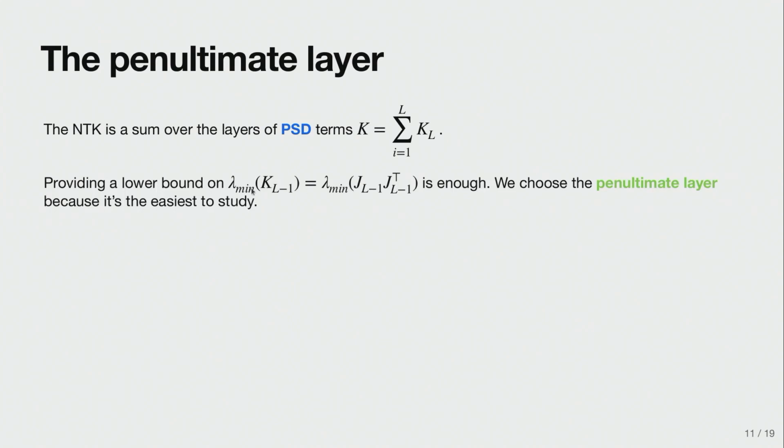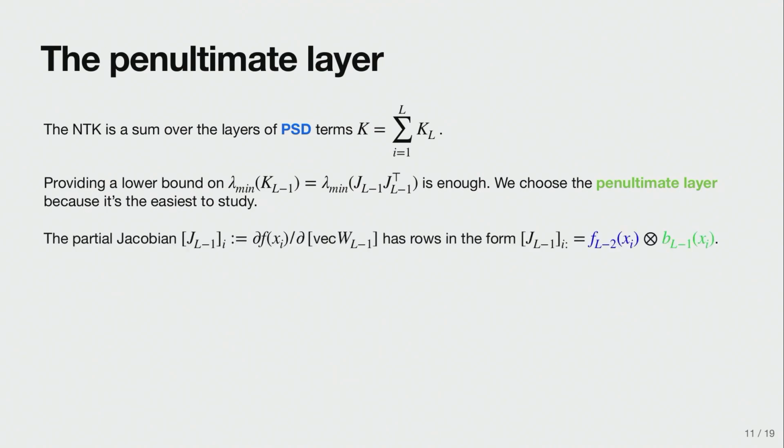I will focus on the penultimate layer, because this penultimate layer is a little bit easier to study, and as I said, I want a lower bound on the smallest eigenvalue of the NTK, but since the NTK is a sum of PSD terms, if I provide a lower bound on the smallest eigenvalue of this last term in this sum, then I'm done, because all the other terms just bring some positive additional terms.